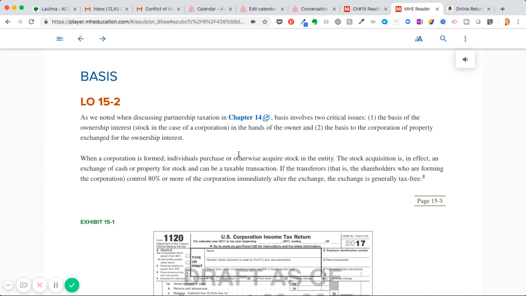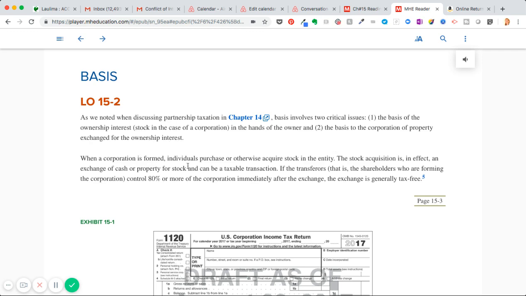There's the basis of the ownership interest. So the stock in the case of the corporations in the hands of the owner. So the basis of the ownership interest in the hands of the owner. And then the basis to the corporation of the property exchanged for the ownership interest. So for a corporation, that is usually cash, right?